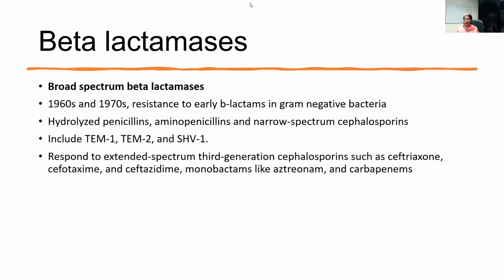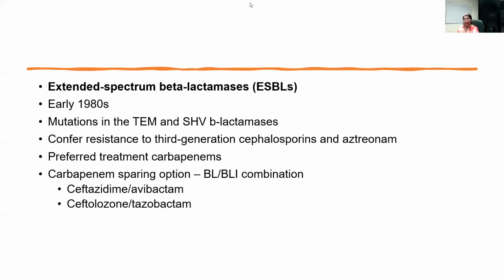Talking about beta-lactamases, these first appeared in the 1960s and 1970s, and conferred resistance to the penicillins, aminopenicillins, and the early spectrum cephalosporins. However, these responded to expanded spectrum third generation cephalosporins like ceftriaxone, cefotaxime, ceftazidime, monobactams, and carbapenems. In the early 1980s, ESBLs appeared, that is extended spectrum beta-lactamases. The presence of extended spectrum beta-lactamase will make a bacteria resistant to third generation cephalosporins and aztreonam. The preferred treatment option for these bacteria is carbapenem, or a carbapenem sparing option would be a beta-lactam and beta-lactamase inhibitor combination. We'll talk about these later.